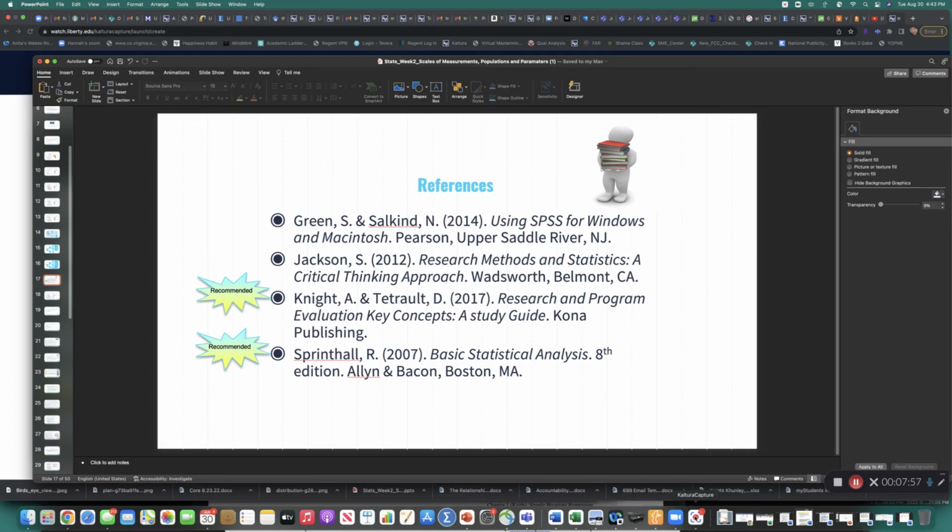I hope you have enjoyed this tutorial, and I hope as you think about levels of measurement and the series of decision trees, this gives you some concepts to contemplate.